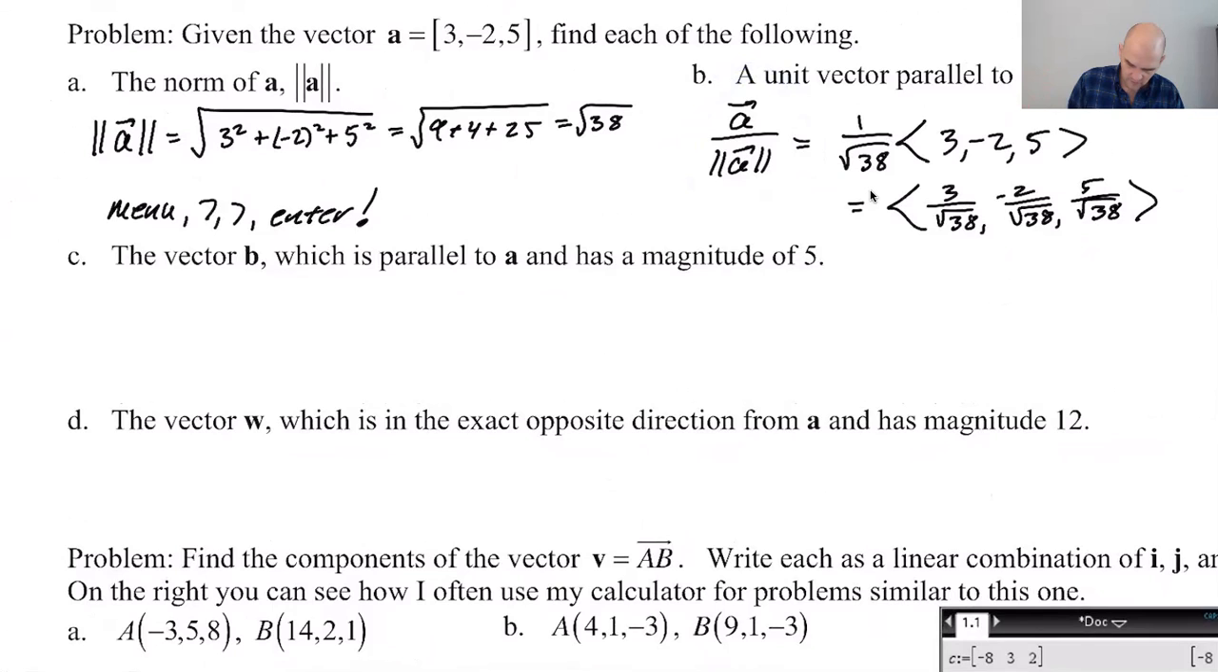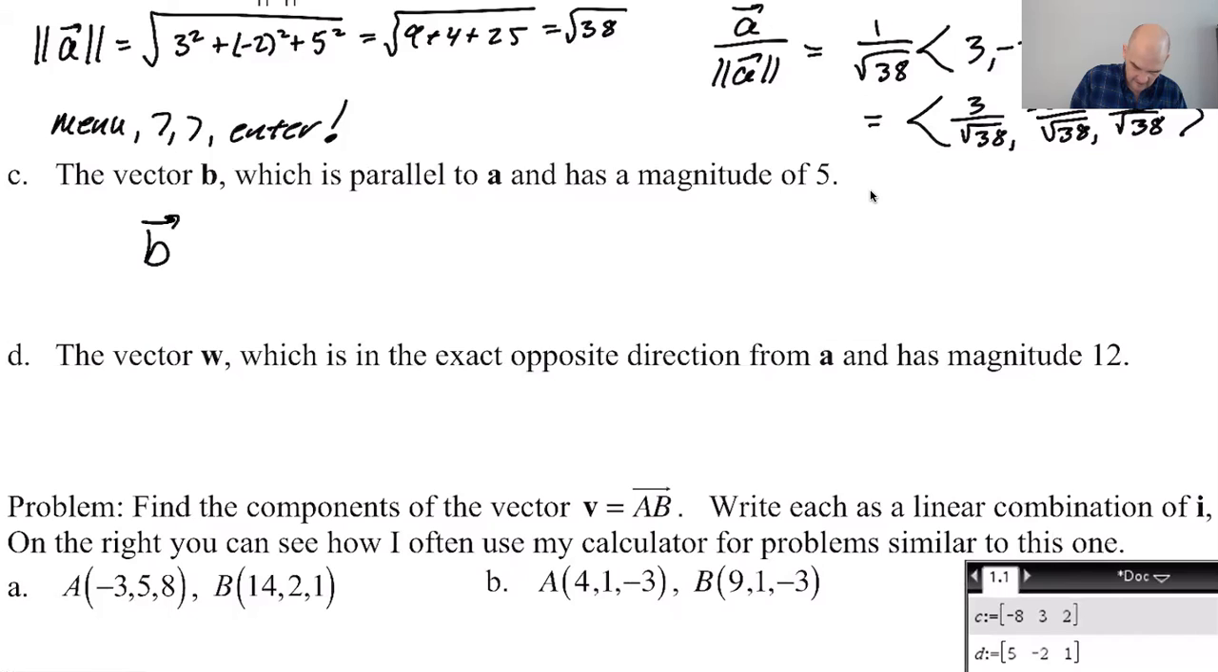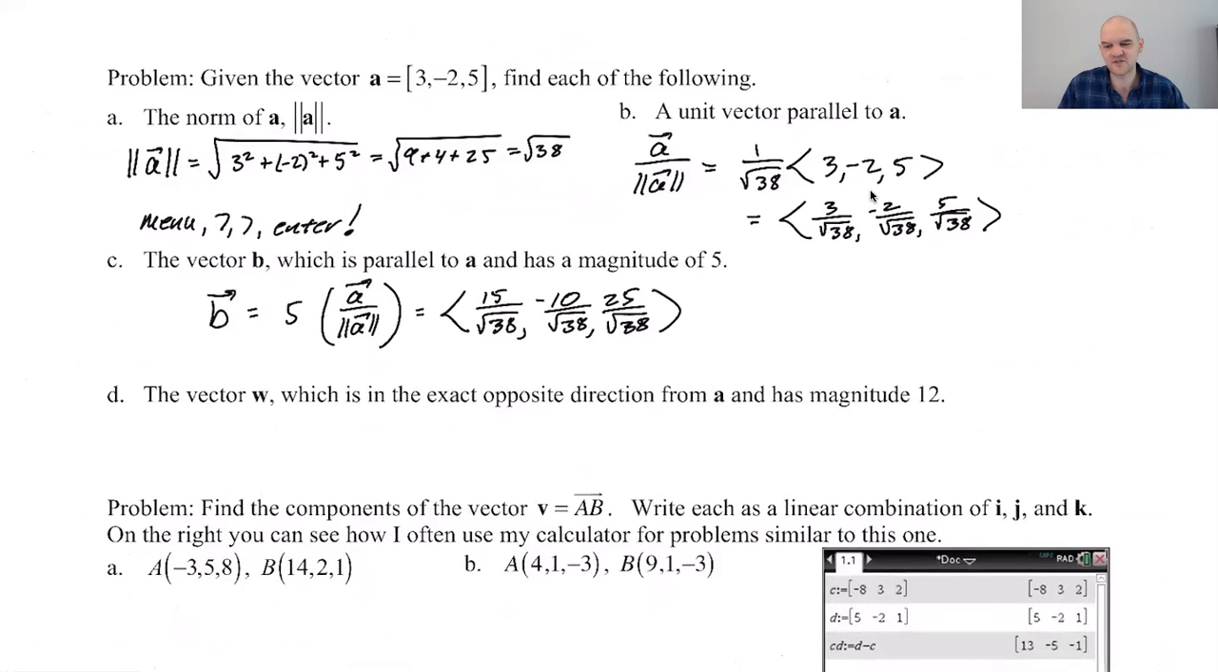So here, we're going to be parallel, which just means in the same direction, meaning they have the same unit vector. And we need a magnitude of 5. So B is going to be 5 times A over the magnitude of A. A and B are going to have the same unit vector. I'll do it as I go. So 3 times 5 is 15 over radical 38, negative 10 over radical 38, and then 25 over radical 38. When I do it on the calculator, it's going to rationalize. I hate it. It just rationalizes everything. There's really nothing you can do about it.